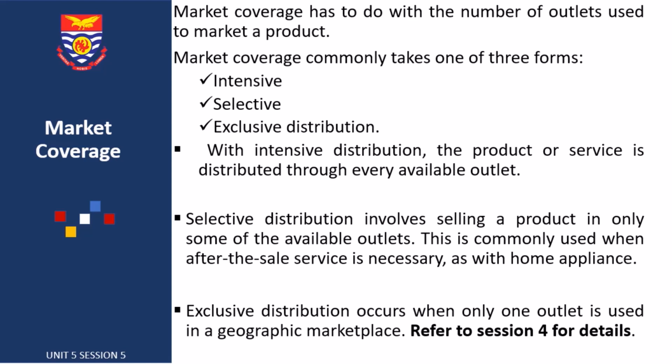With intensive distribution, we talked about the fact that the product is distributed in most of the retail outlets available, or every retail outlet available. With selective distribution, it involves selling the product in only some of the available outlets. The manufacturer selects some outlets that they can display their products on. And with the exclusive, it comes with getting one outlet in a defined geographical marketplace. We can refer from section 4.